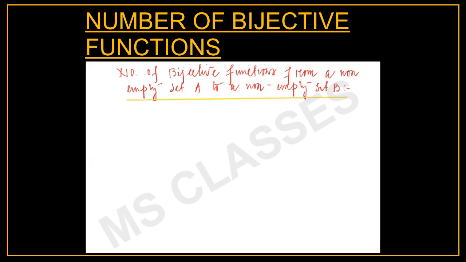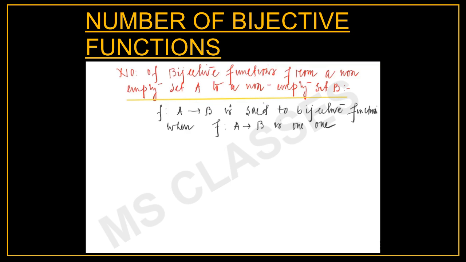Now, first of all, you have to understand a mapping from A to B is said to be bijective when the function f maps A to B is one-one function and f onto function, or you can say surjective function. Both have to be satisfied.